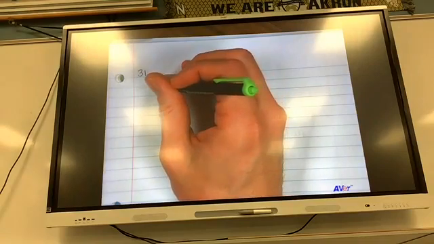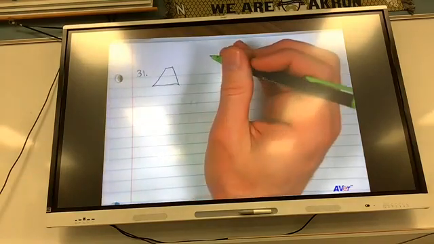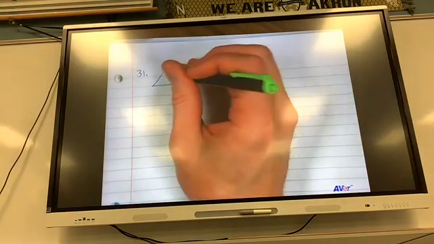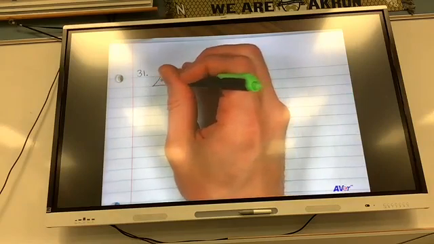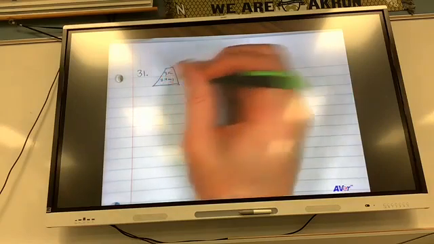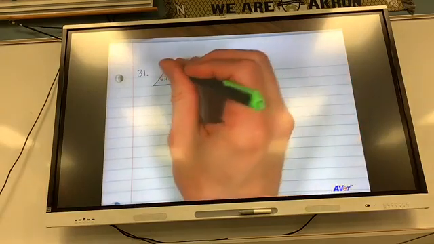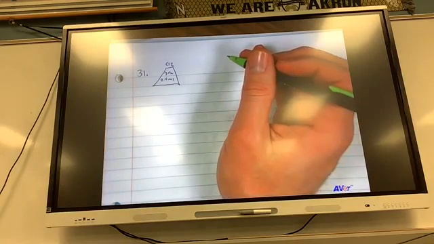So, here's my flask. Oh boy, this is a great picture. I have 3.0 liters that has 2.4 moles of, this is Cl2. Oh boy, didn't draw this big enough.